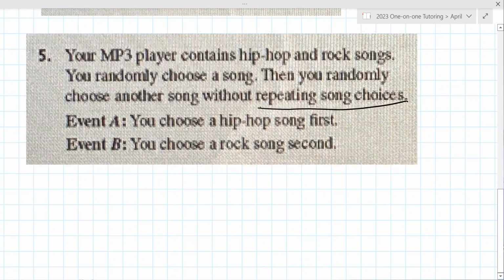Are these independent? Basically, you're asking, does the selection of one impact the selection of another? If one impacts the other, that's how you think about it. Since they're random, imagine there's a bucket and you play a song, but when you randomly choose another song, it's not impacted by the fact that you already chose one. So I would say that these are independent because of that language, they're repeating song choices.